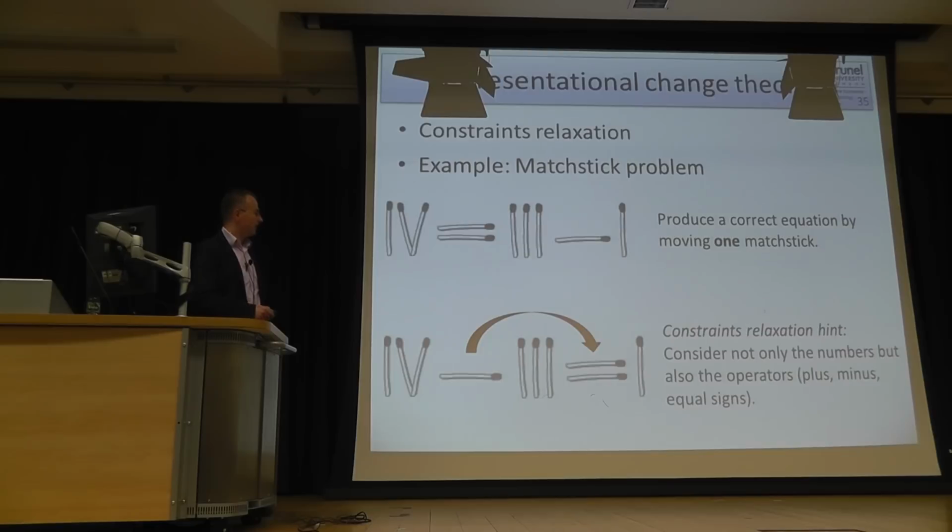So again, that's an example. Most people try to work just with the numbers and don't think that they can change these matchsticks, the equals and the minus sign as well. This constraint has never been mentioned, we just impose it by ourselves. Only when we relax that do we see, okay, 4 minus 3 equals 1. We can solve that puzzle.